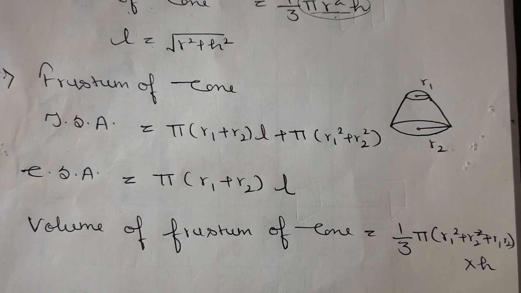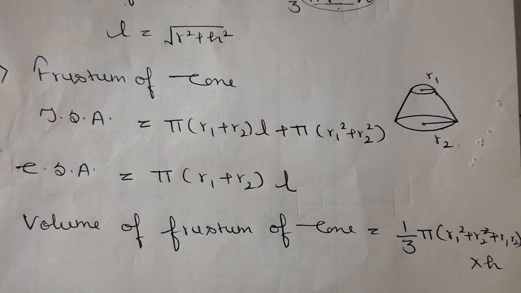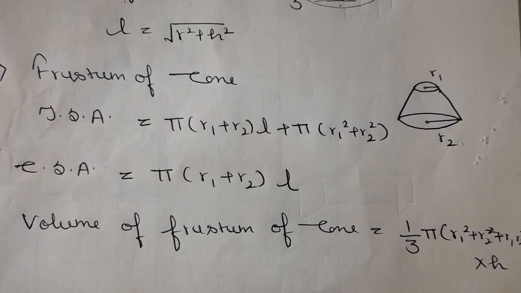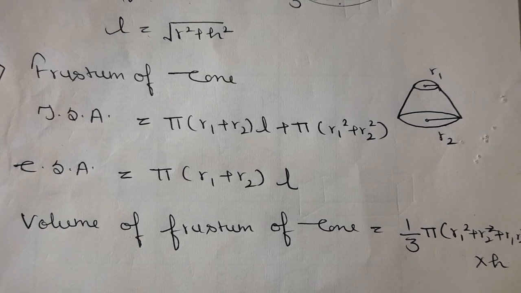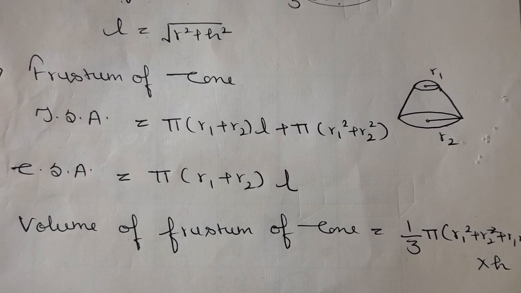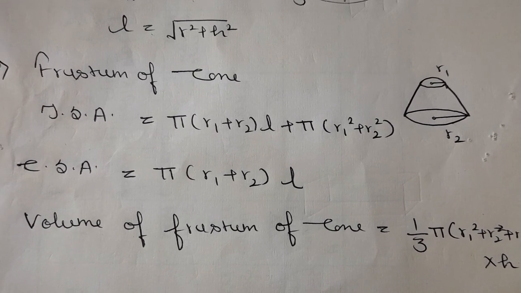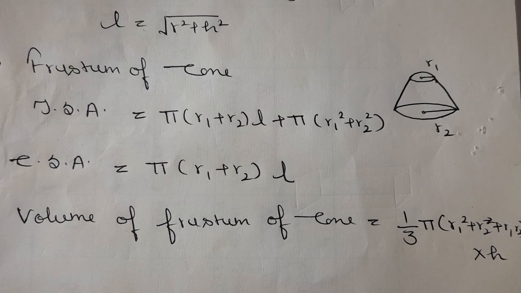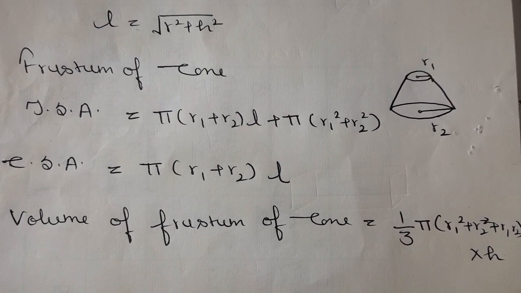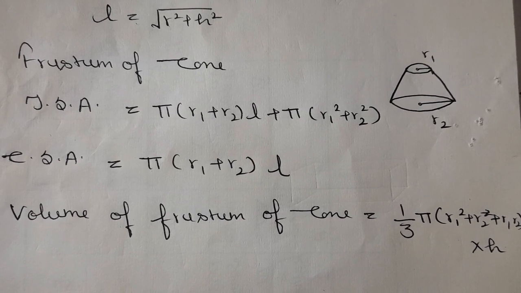Now next we have the frustum of a cone. If we cut down a birthday cap from the top, then the shape we get is the frustum of the cone, in which r1 is the upper radius and r2 is the bigger radius of the frustum of the cone. So the total surface area of the frustum of a cone is equal to pi (r1 + r2) L + pi (r1 square + r2 square).